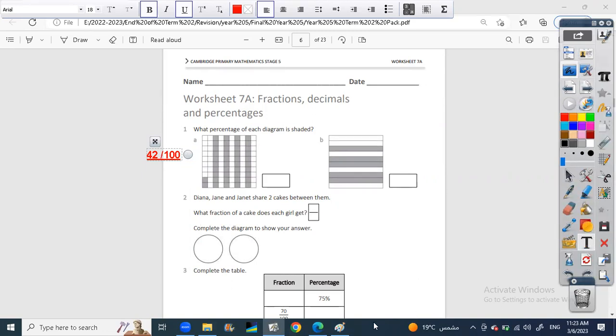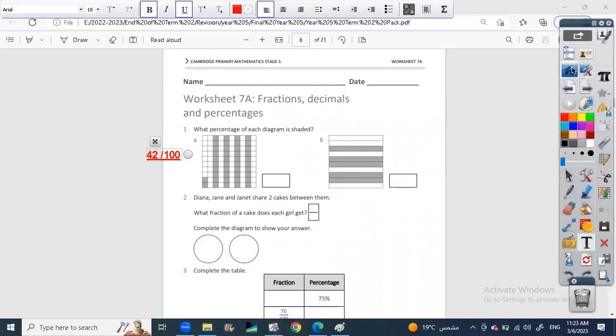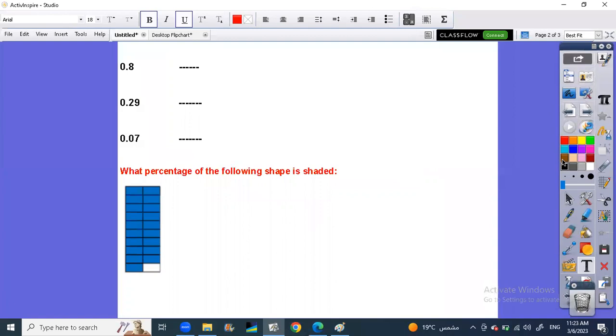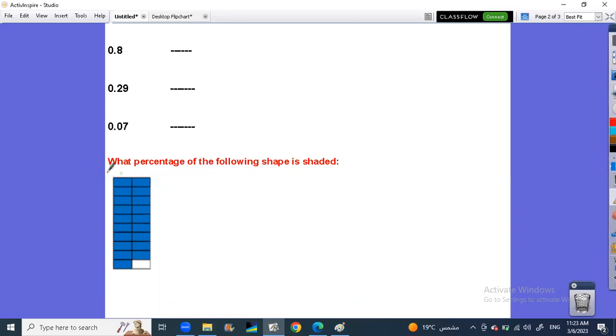I'm going to go to the ActivInspire application that I have over here, and we're going to practice in there. All right, so if I have a shape like this one over here, and I'm asking you what percentage of the following shape is shaded? To know the percentage, I need to write it first as a fraction. You must write it first as a fraction.